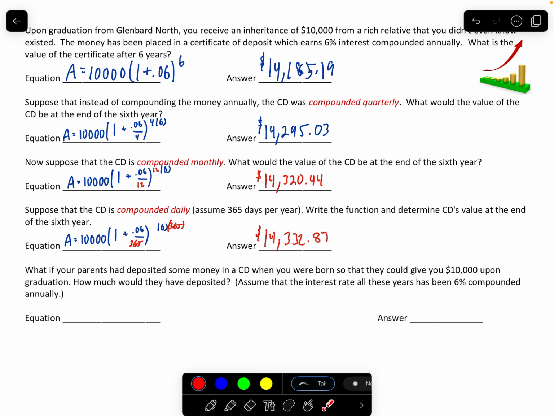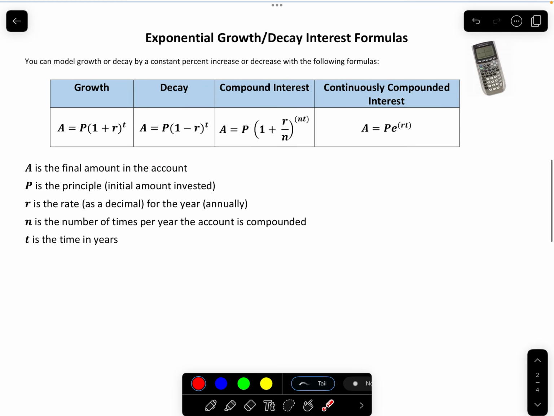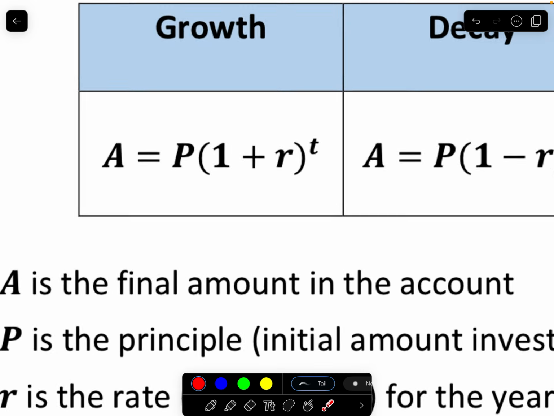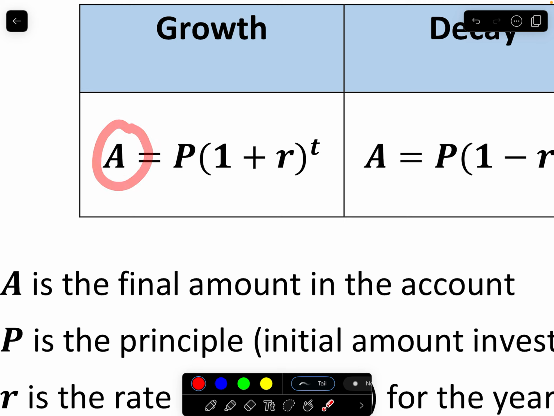So again, it's annually, which means we can use this one or this one. Doesn't really matter which one, because this one's a little bit easier to use. I'm just going to use that one right there. And now we want our A to be 10,000. Okay, so that means we're going to look for P this time.